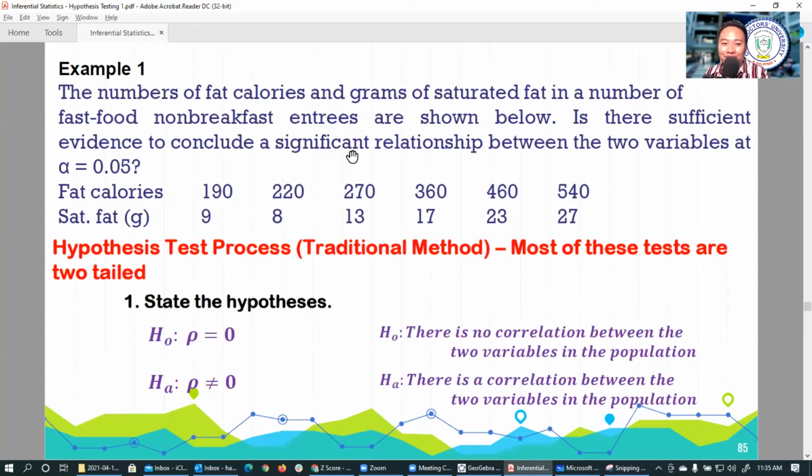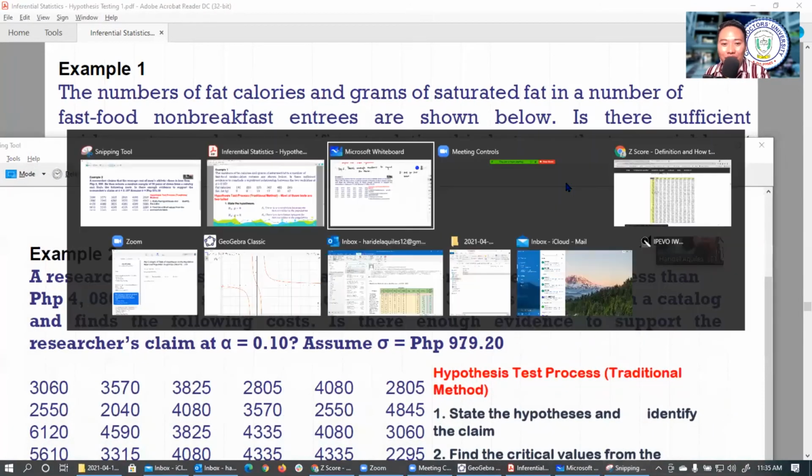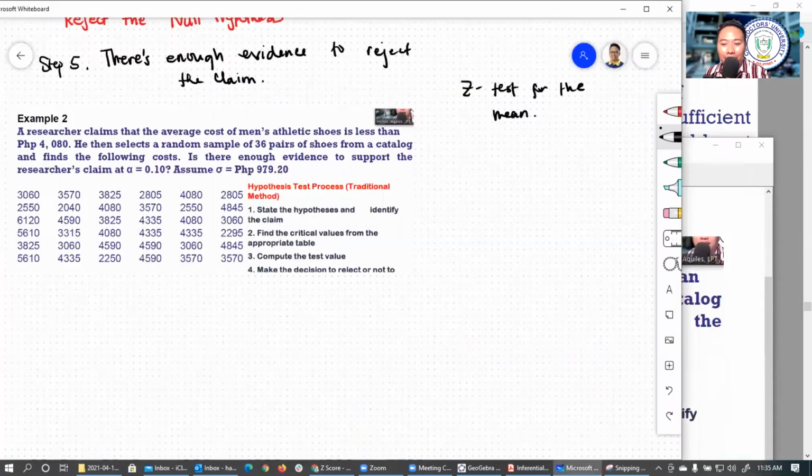I hope you can manage. Where's my whiteboard? And then the chat box. We were given this. All right, so what's our step one here? What's our null hypothesis?